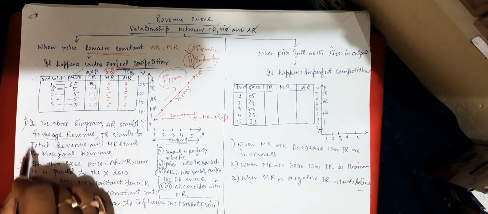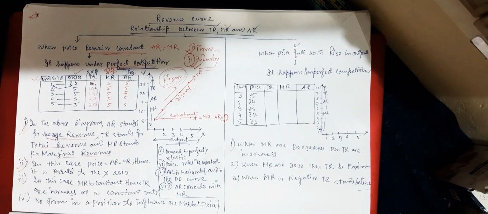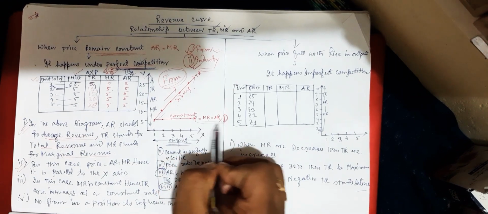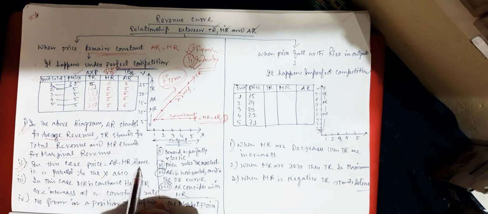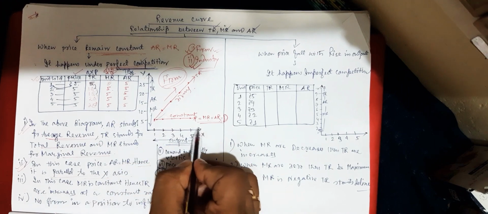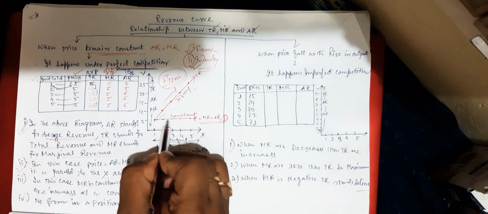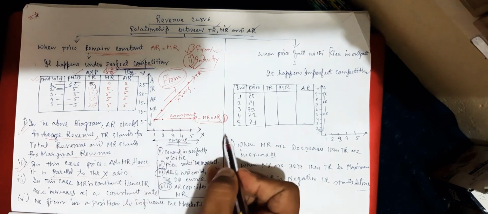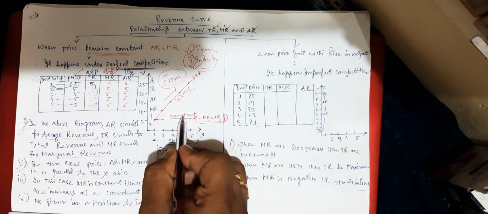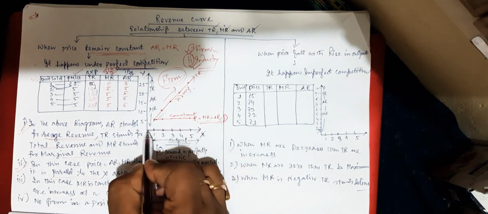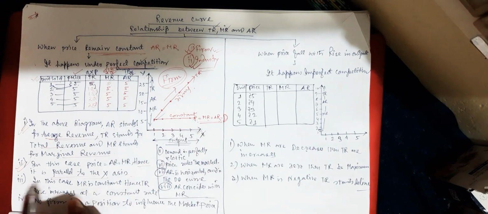Point number 2. In this case, price equals AR equals MR. Is it clear to you? This point is given over here. Hence, it is parallel to the x-axis. Parallel to the x-axis means what? This is the x-axis, and the demand curve, price curve, MR curve and AR curve look like the x-axis. So this is parallel. In the same direction it will also go like the x-axis. Understand?